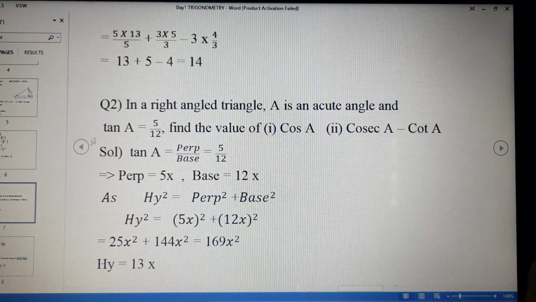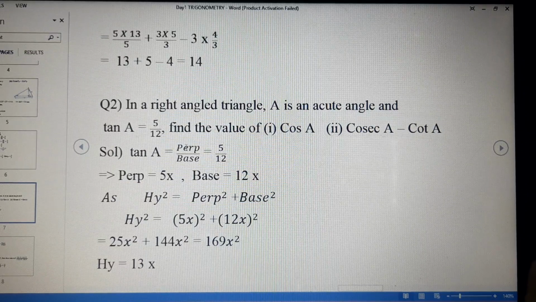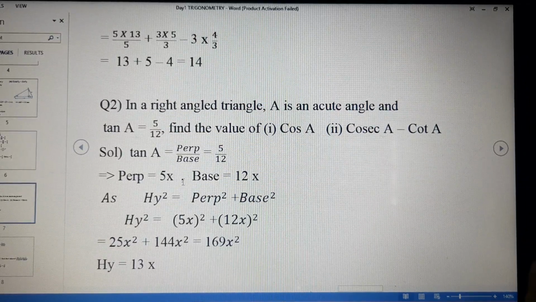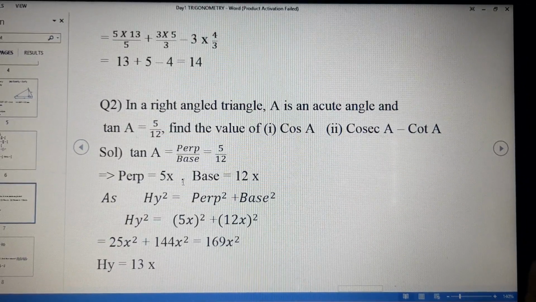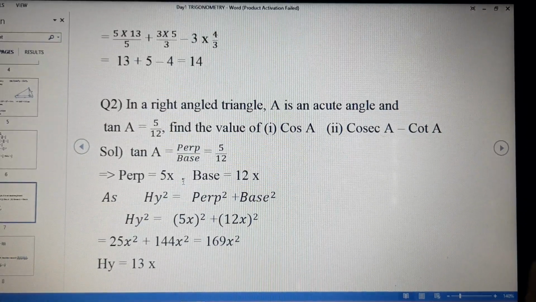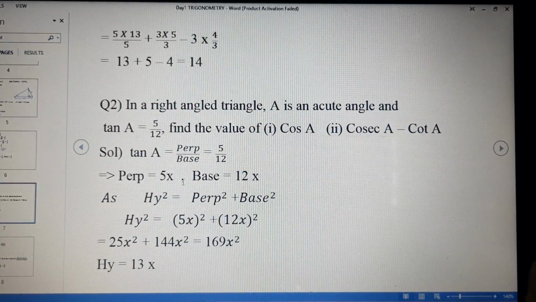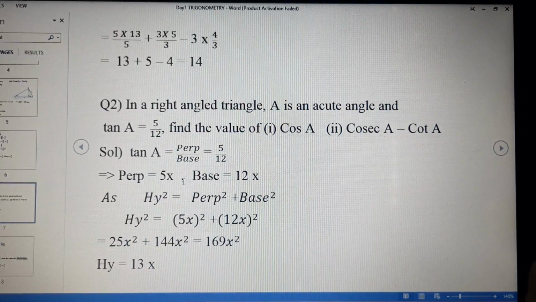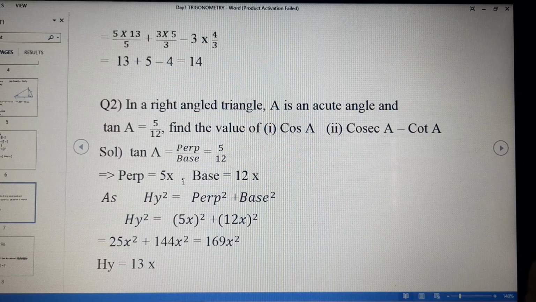Clear? So the definition of tan A is perpendicular upon base. It is equal to 5 upon 12. So you can easily draw the conclusion that perpendicular is equal to 5 and base is equal to 12. Clear? But exactly it is not like that. Perpendicular is not equal to 5 centimeter. Base is not equal to 12 centimeter. They are the multiples of 5 and 12.